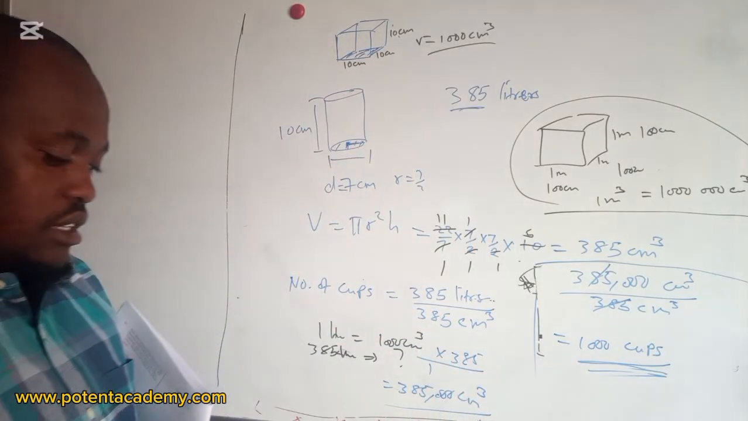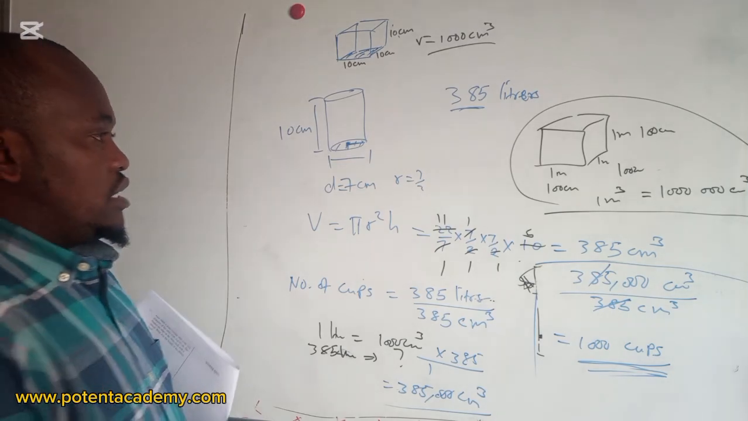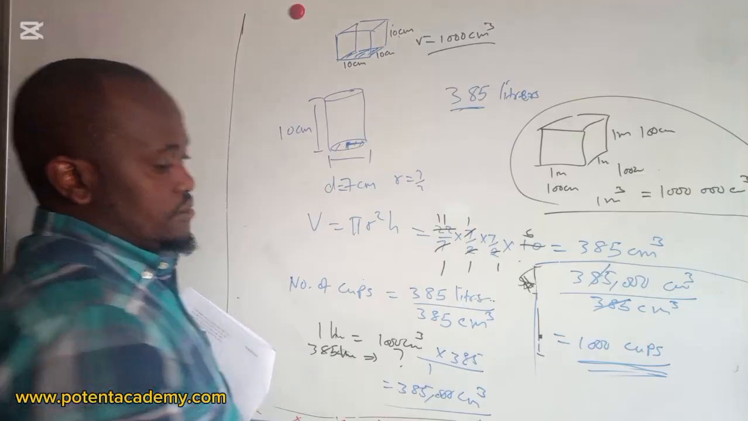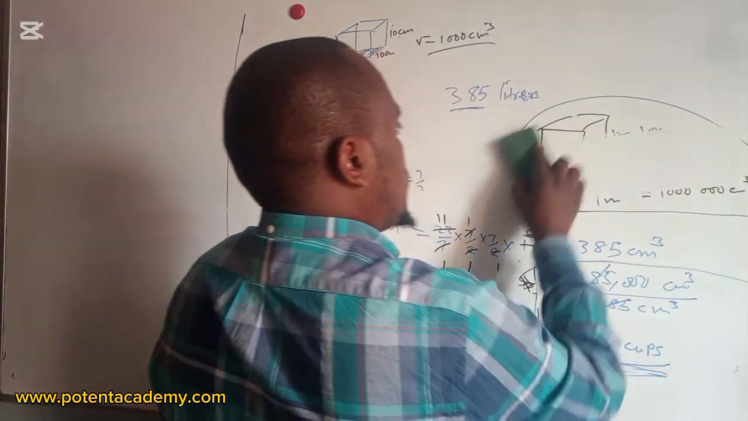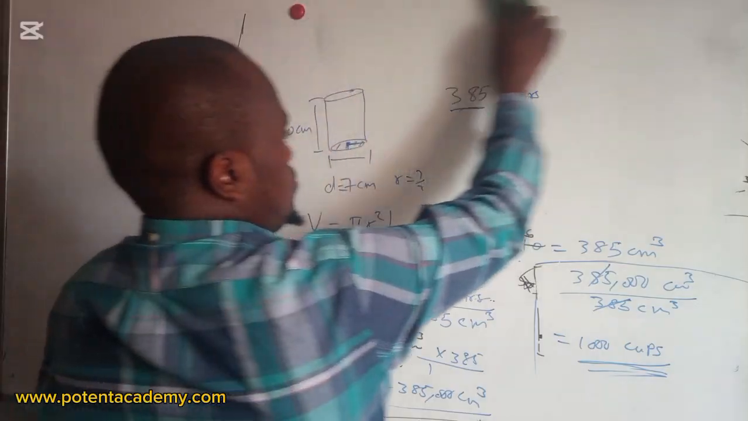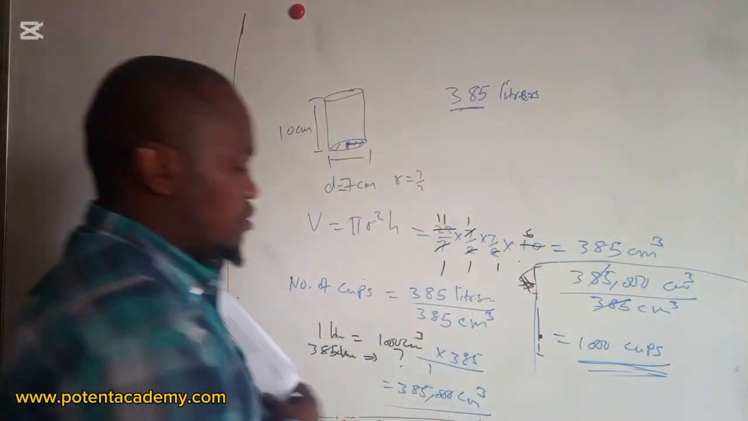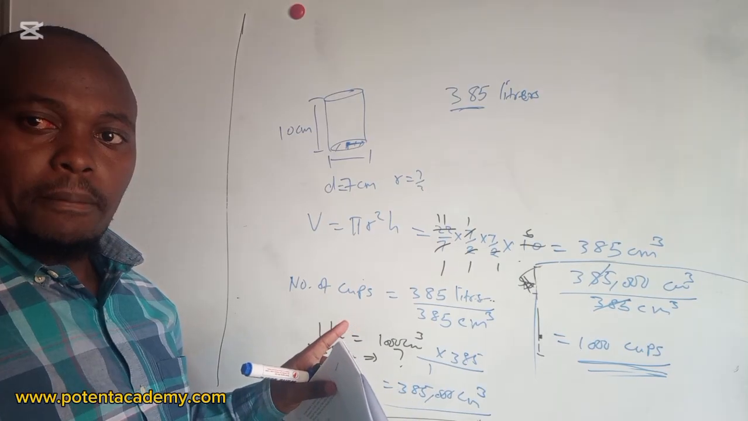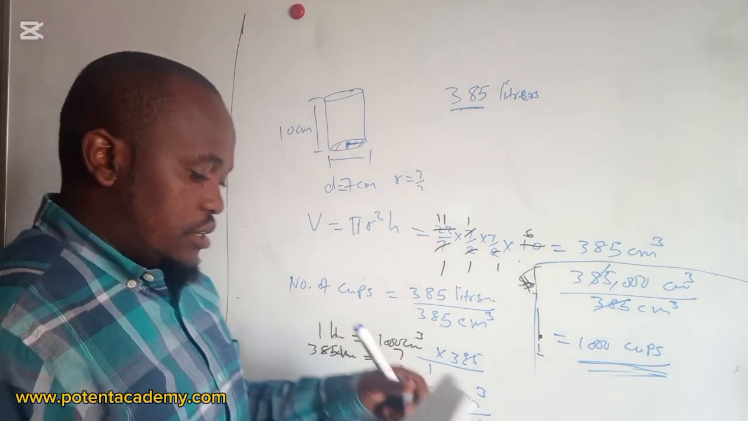Because each cup, we had looked for its volume here. So this is how we are supposed to write. Let me wrap all this, what is unnecessary for this question. So this is what was necessary for this question. We go to the next question.